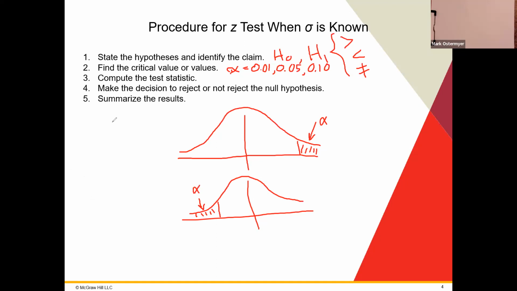If you're conducting a two-tailed test, then you're going to have two rejection regions of equal size, one in the lower tail and one in the upper tail of the standard normal distribution.